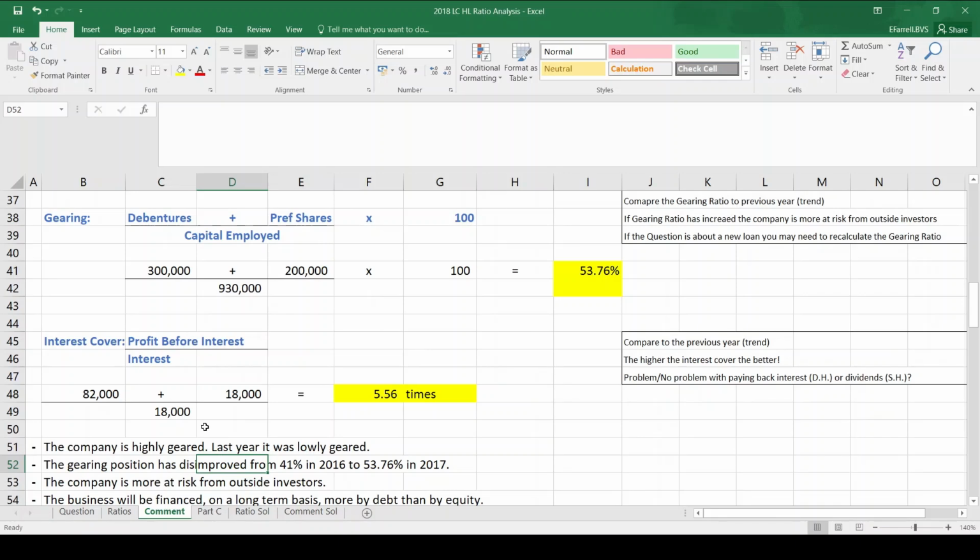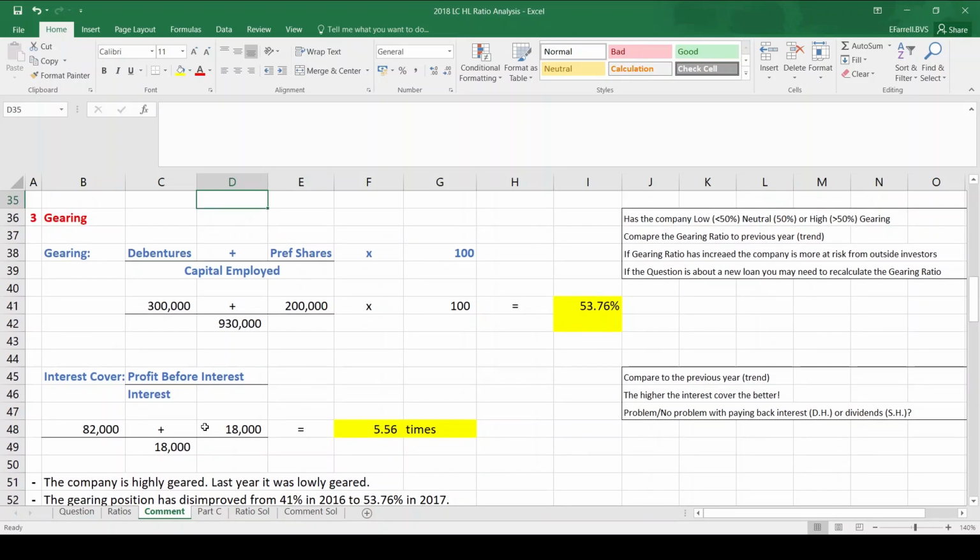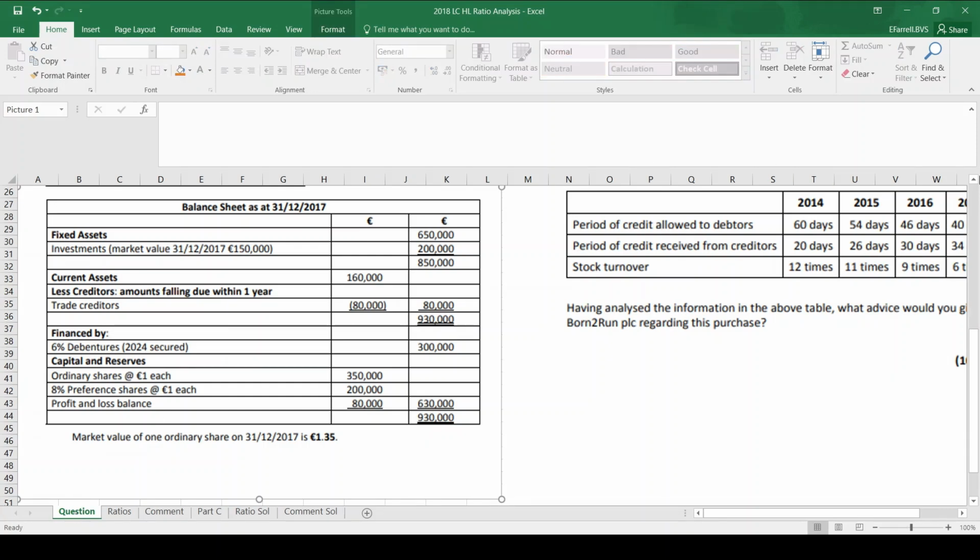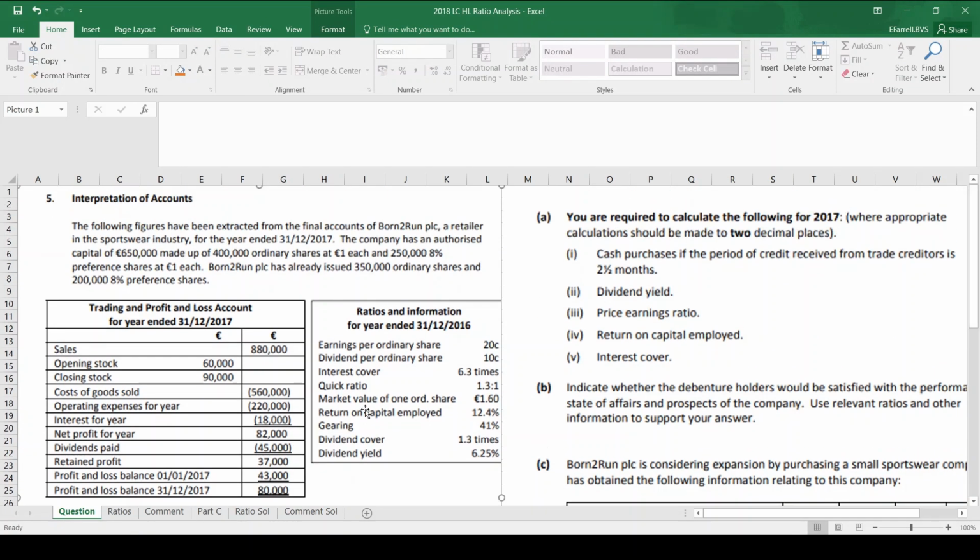If a company is over 50%, it is highly geared. If it's under 50%, it's lowly geared. And if it's exactly 50%, it's usually neutral gearing. So this company is highly geared. Now, what was the gearing situation last year? Last year, it was 41%. So it was lowly geared last year, highly geared this time.